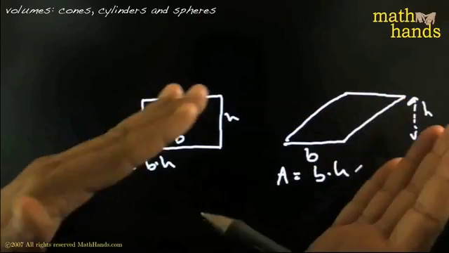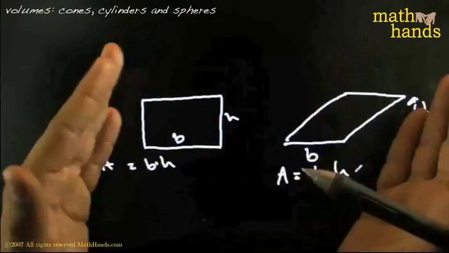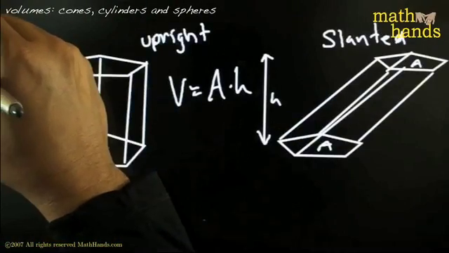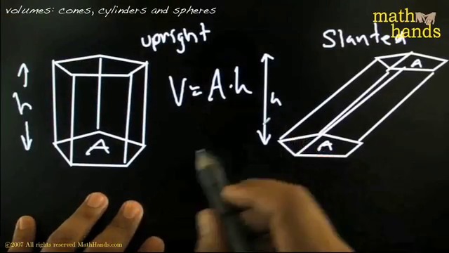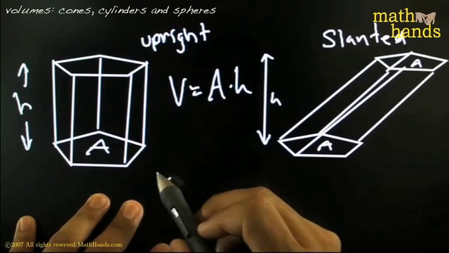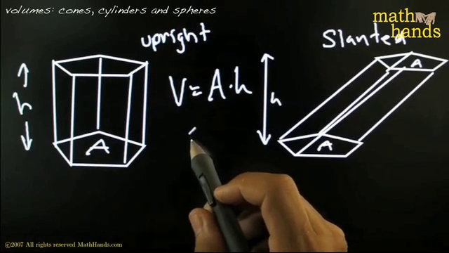Another example where you can see that slanting things does not change the area in this case. Same thing for volumes. Slanting shapes does not change volume. Okay. All right.